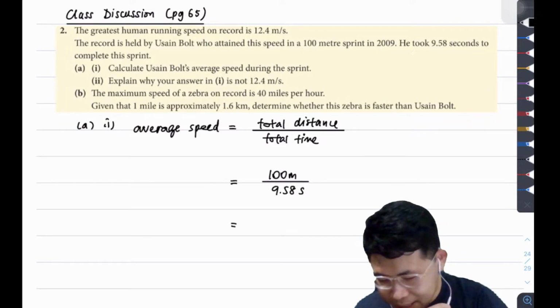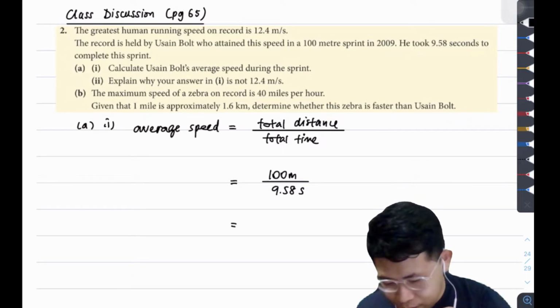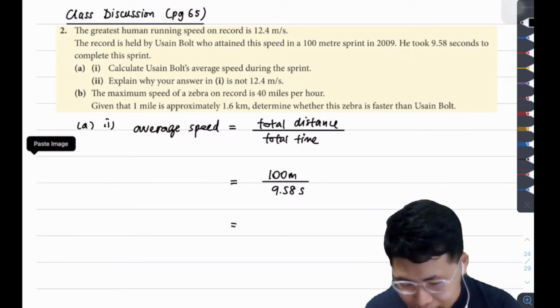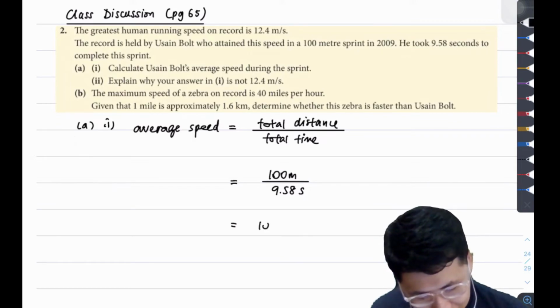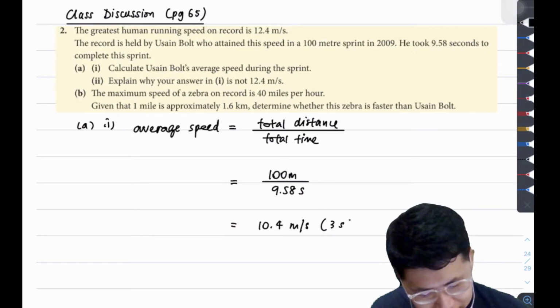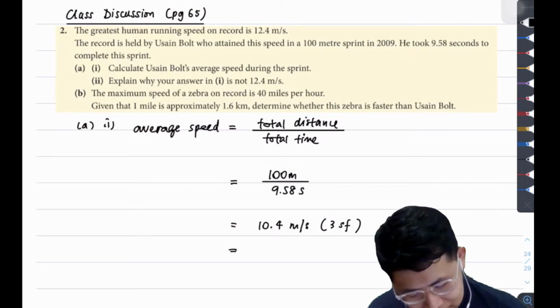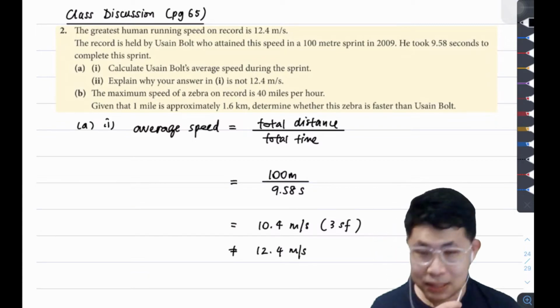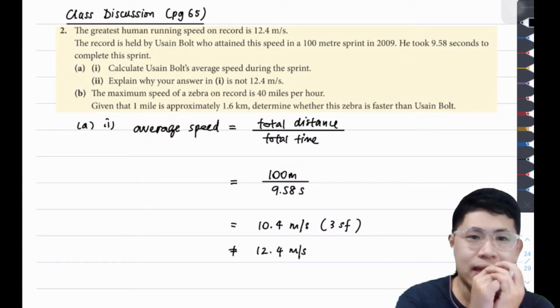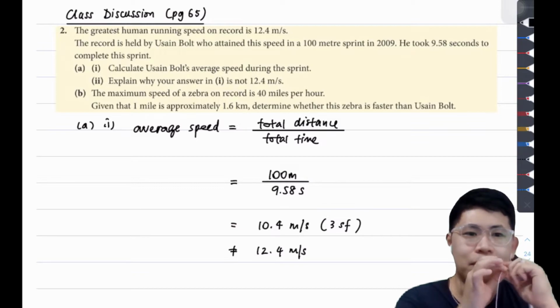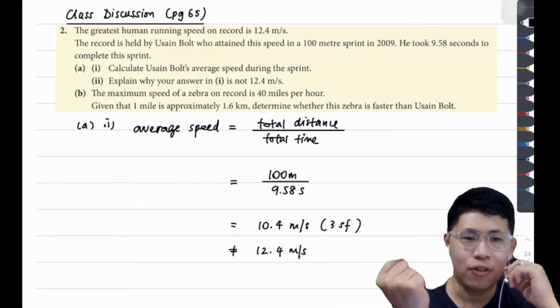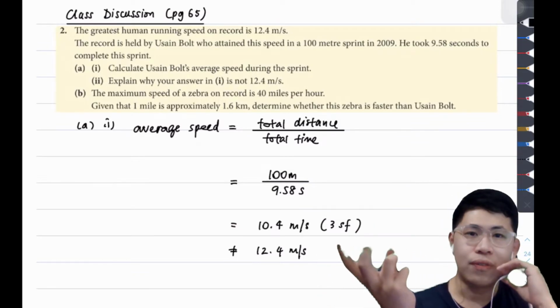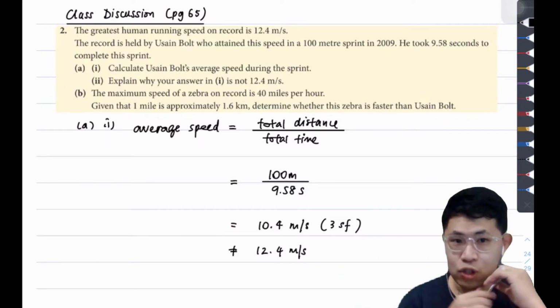Alright, so let's key this into our calculator. Over here I have 10.4 meters per second in 3SF. And then this thing is not 12.4 meters per second. So you see over here there is actually a difference between 10.4 and 12.4. Now, this 10.4 over here is what we call average speed.